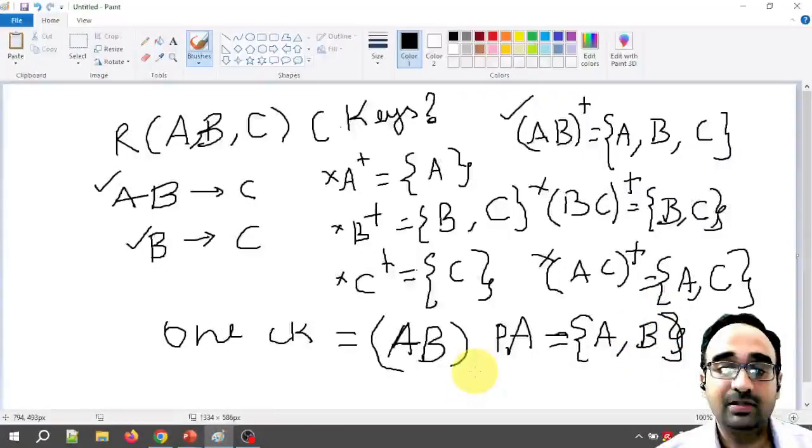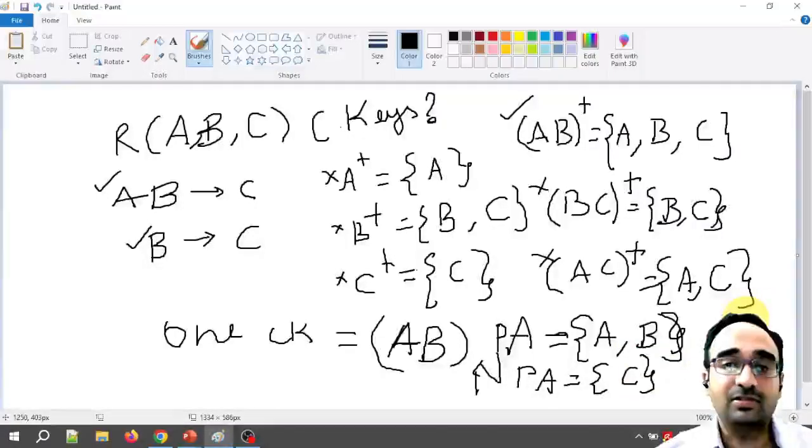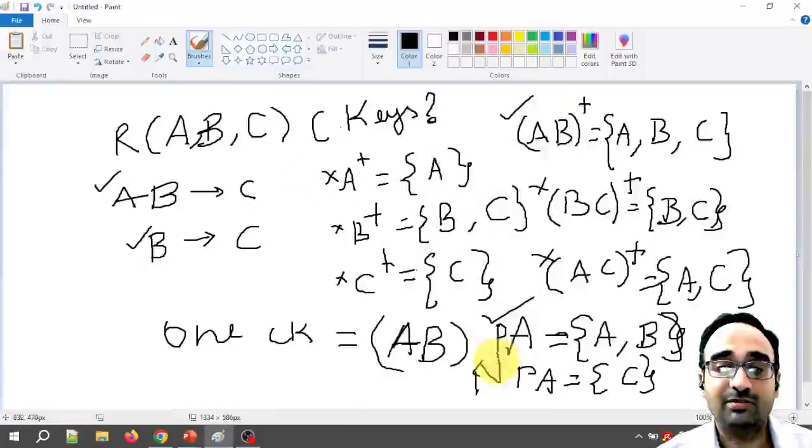Okay, what are non-prime attributes or non-key attributes? Attributes which are not part of the candidate key are non-prime attributes, which is C. I hope you understood why I told you this process of finding candidate keys. It is because we need to know what are prime attributes and what are non-prime attributes.